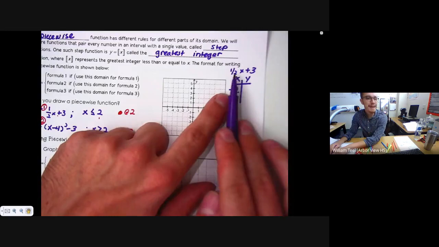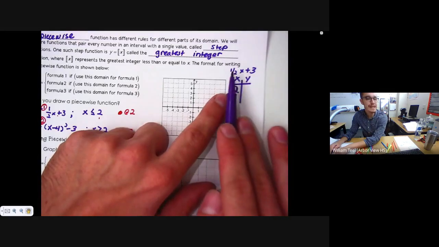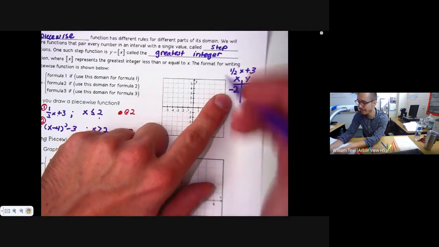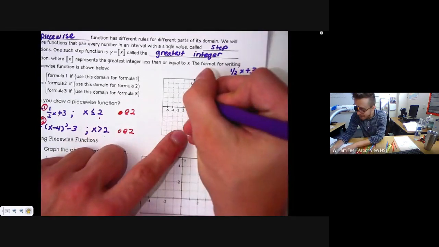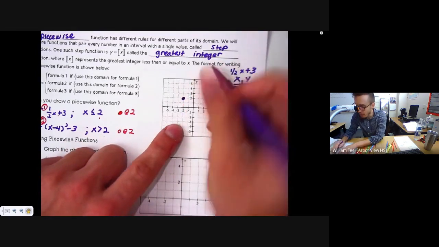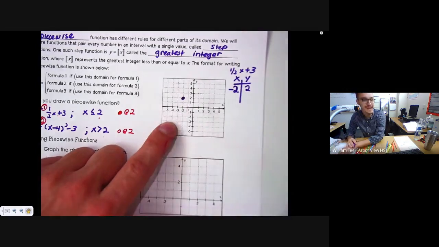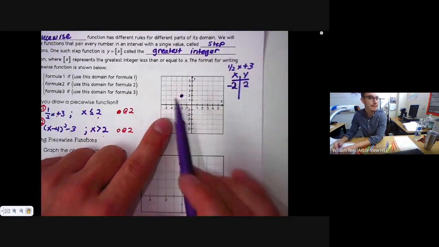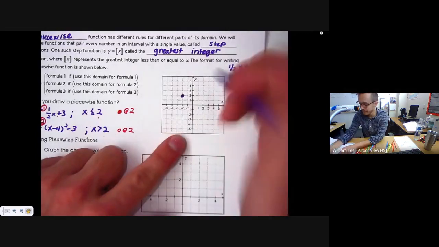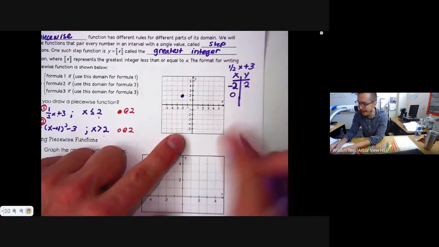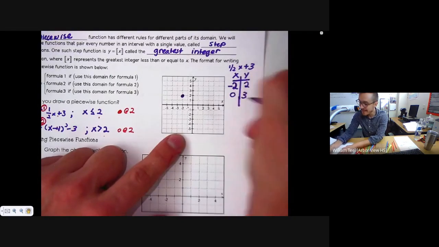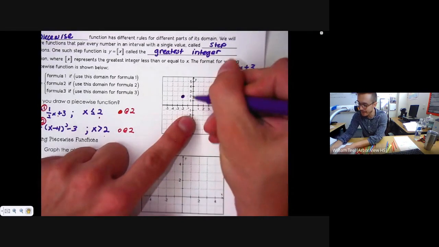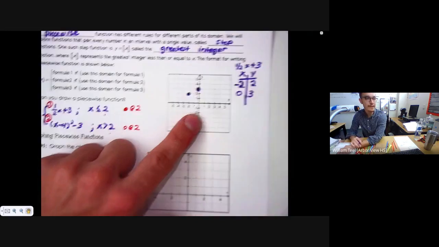So 1/2 times -2, that's going to be -1. -1 plus 3 is going to be +2. So at -2, I'm going to have +2 for y. So I have -2 comma +2. Okay, then let me plug in 0. So at 0, I have 1/2 times 0, that's 0. 0 plus 3 is 3. So on my y-axis here, I'm going to put 0, 3, okay?